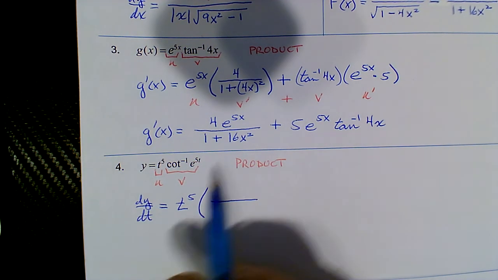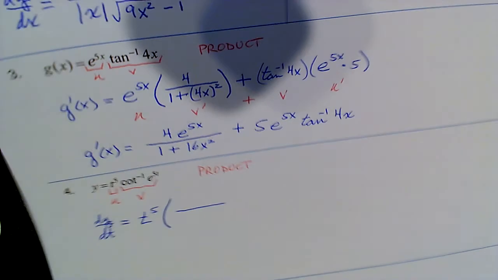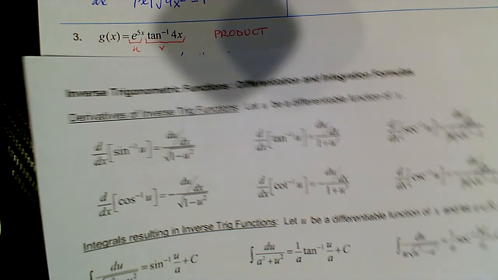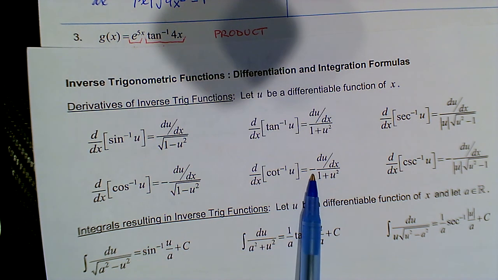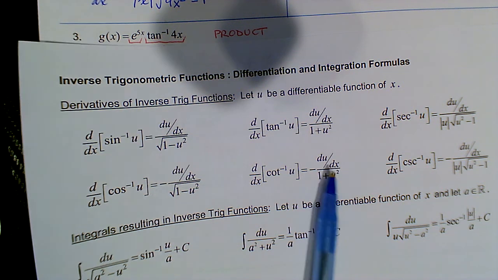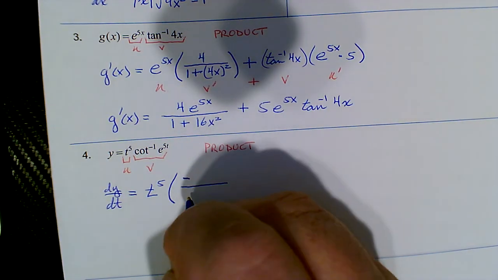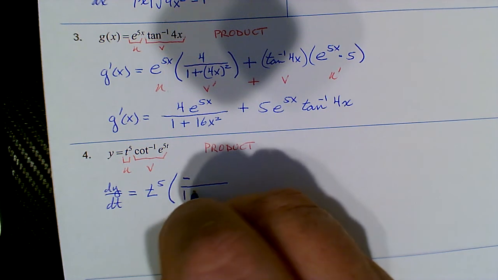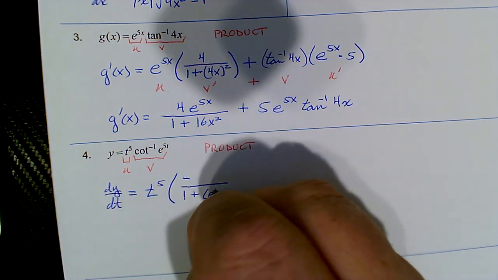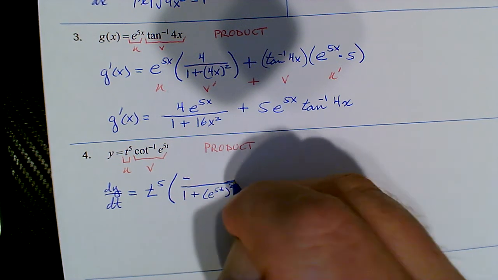Okay, now we need our formula for inverse cotangent of u. So look at the formula sheet if you need to. And for the inverse cotangent of u, we have a negative in the denominator, 1 plus u squared, and du dx in the numerator. So let me put the negative up here right away so I don't forget. And then in the denominator, 1 plus u squared, but u is e to the 5t. So 1 plus e to the 5t is a quantity squared. And in the numerator, the derivative of that u.